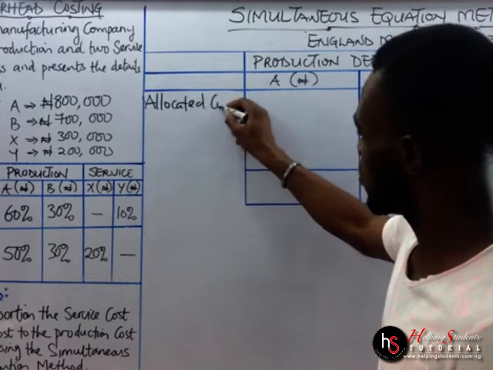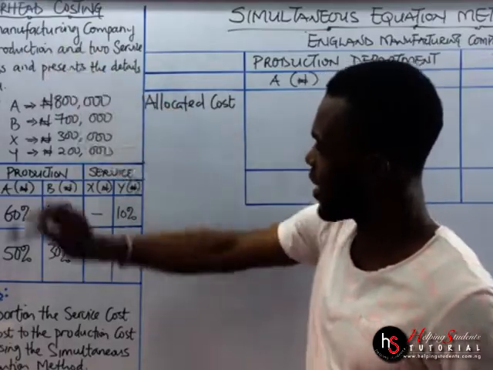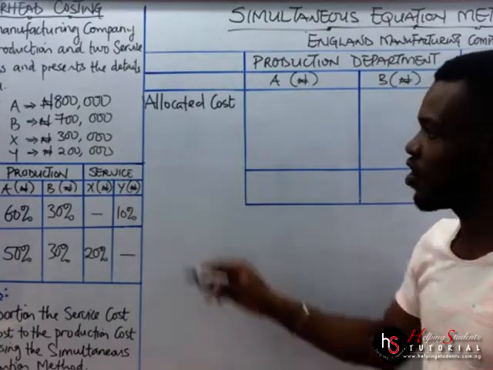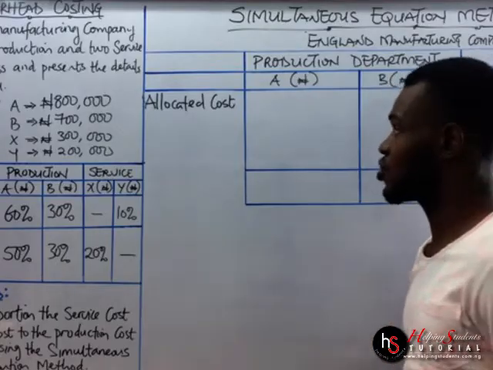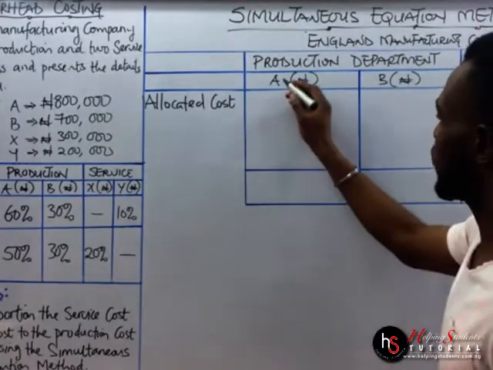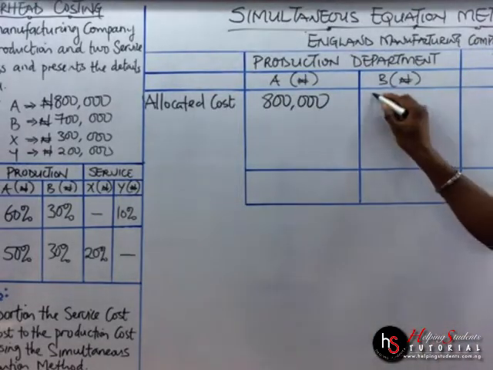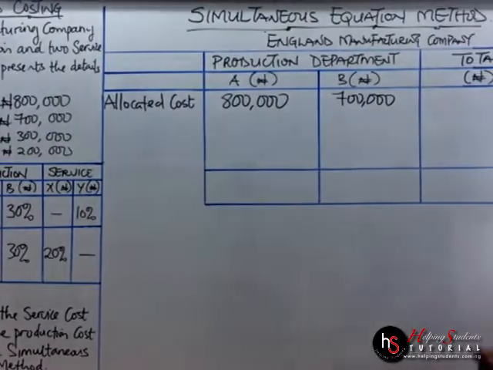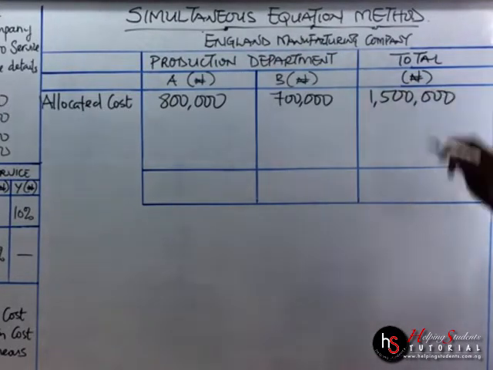This is allocated costs. And what is our allocated cost value? We have production department A, 800,000, and production department B, 700,000. Remember, we've used this and we've also used this when we solved the simultaneous equation distribution. Okay? So, allocated cost for A, we have 800,000. And for B, we have 700,000. Now, the summation of these two values gives us 1.5 million. So we have 1,500,000.